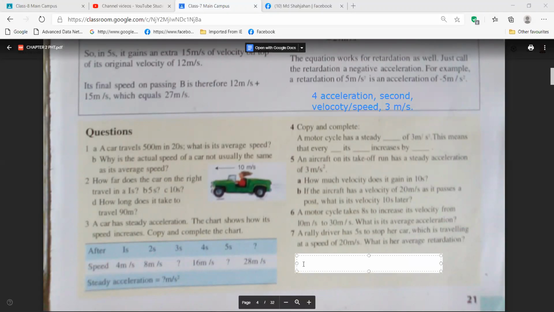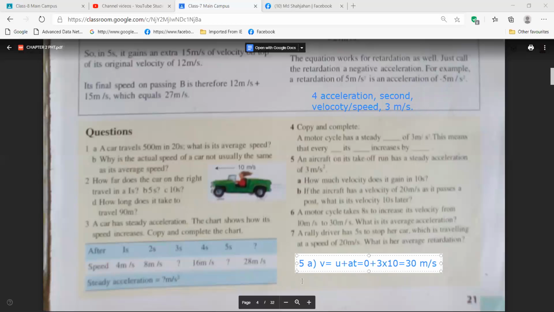So we are here writing 5A. Everyone write. Who did not write before, you write it now. V equals U plus AT. So U is 0 because it is taking off. Then A is given, 3. Then time is given, 10 seconds. So our final velocity, or its velocity gain, is how much? 30 meter per second. Look, it's very easy.